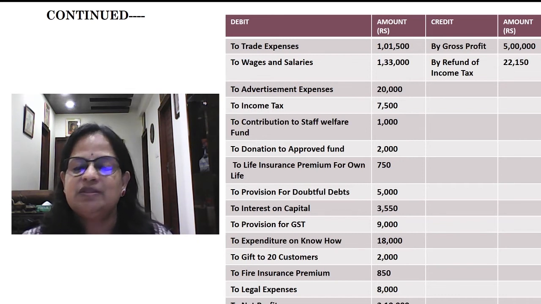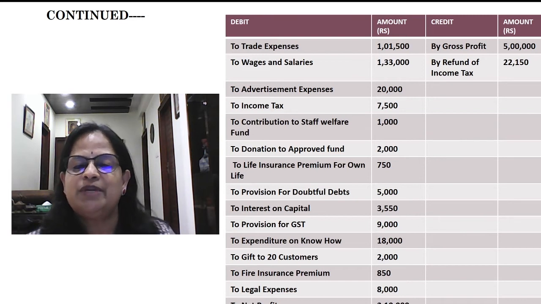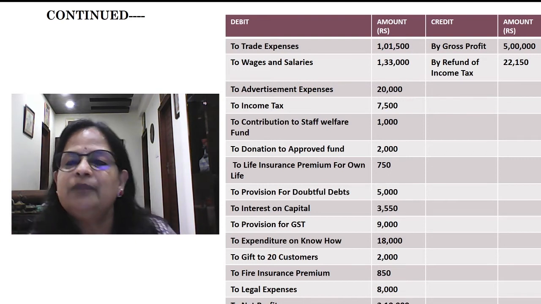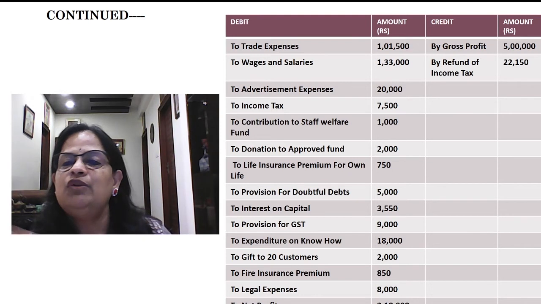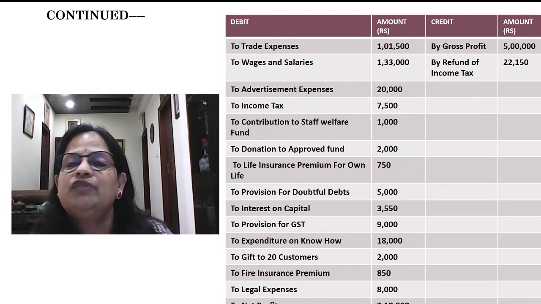Gift to 20 customers. We can assume that it's for advertisement. Fire insurance premium. It's not mentioned that it is for a self-occupied house property, so we can allow that. Legal expenses not allowed. So net profit, his value is 2,10,000. Now gross profit value we don't have to consider. Refund of income tax, it's not allowed.